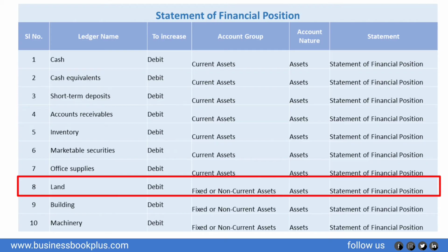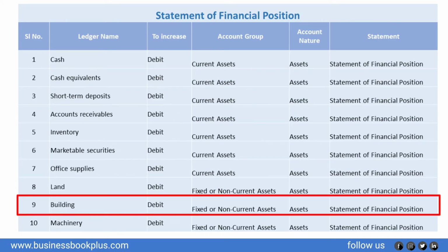Land increases when debited, comes under fixed or non-current assets, account group. Account nature is asset, affects the statement of financial position. Building. Increase with debit. Account group fixed or non-current asset. Nature is assets. Affects the statement of financial position.